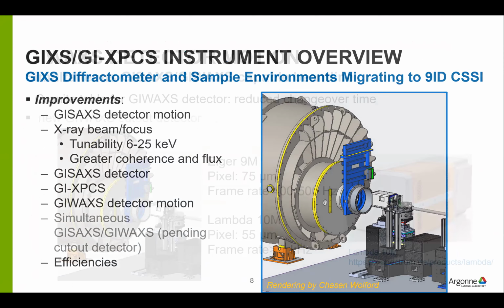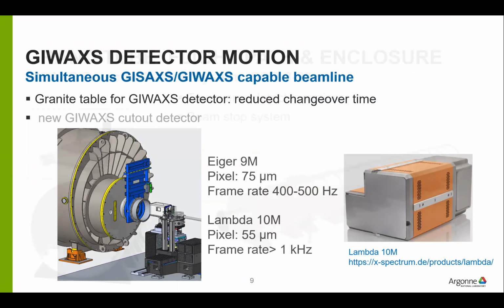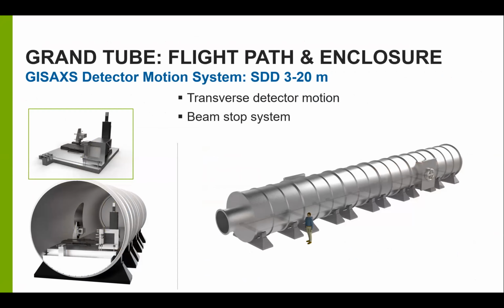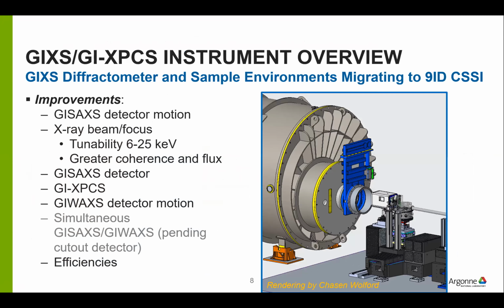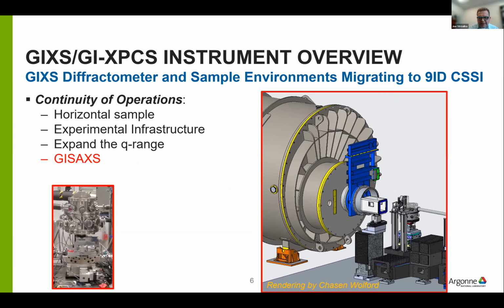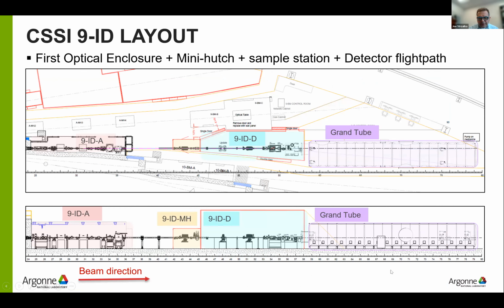Yeah, I have a quick question, Joe. For the interferometer, for the position stability, is that setup only for the GISAXS, or also for the GI-XPCS? I mean, for both, right? No, I'm sorry, CSSI. I did not show it except in the overhead view.